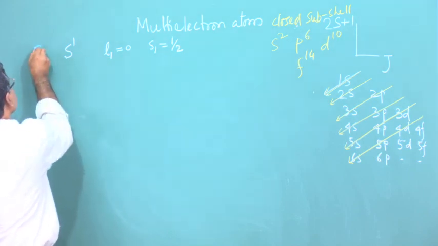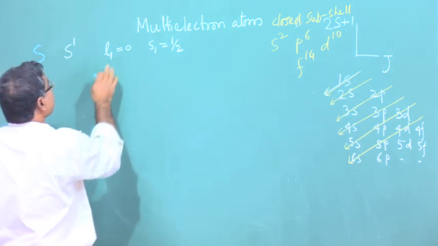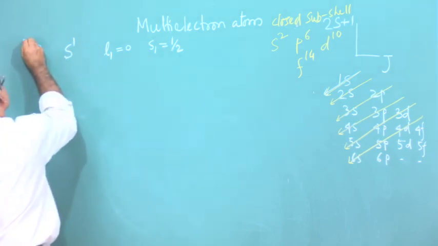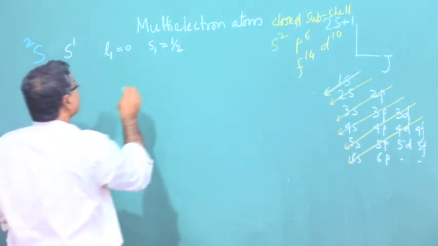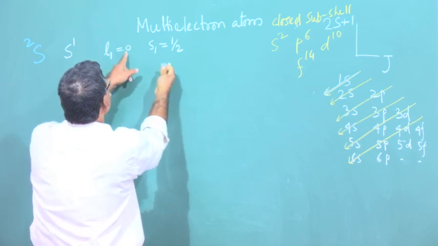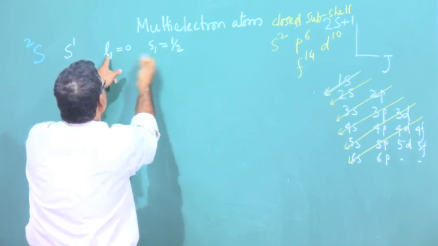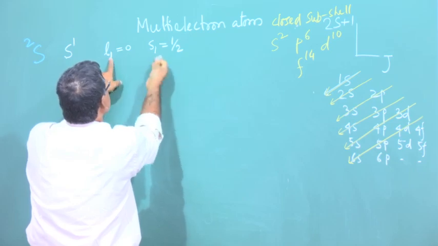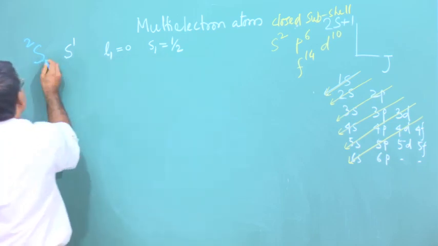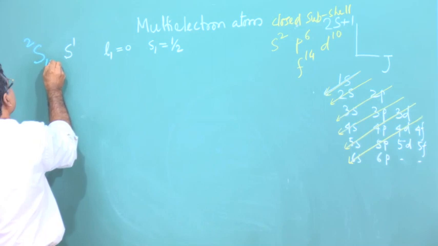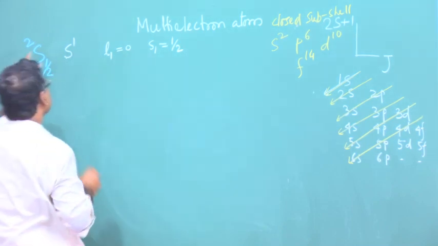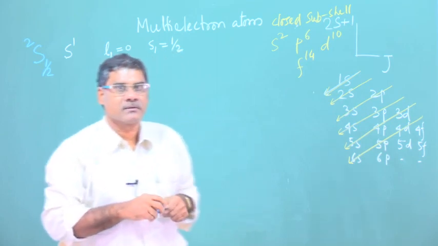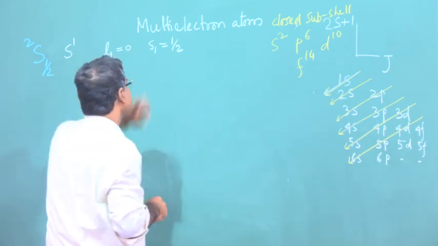So, S, and then S is half. So, it is 2, and then J will be L1 plus S1 or L1 minus S1. Here it takes only positive values. So, it is half. So this will be for the S electron, 1 electron. That will be the spectroscopic term.